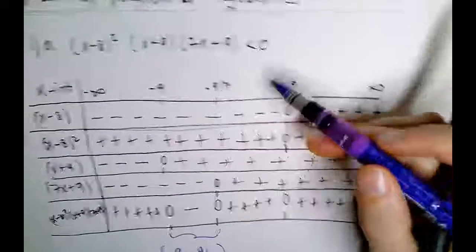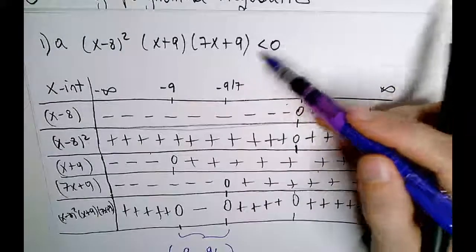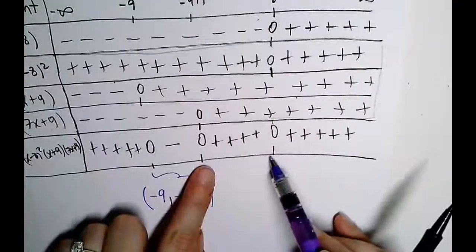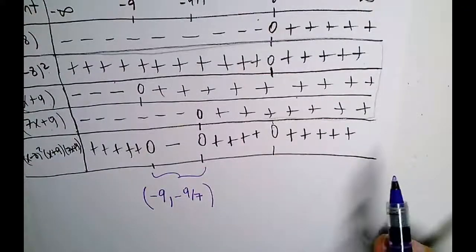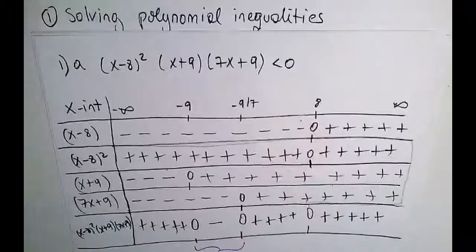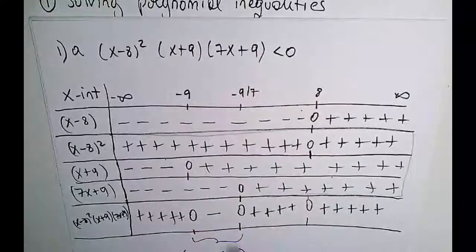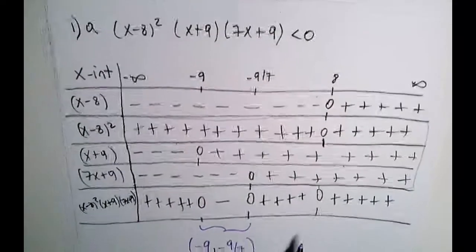Or if the polynomial inequality we had to solve was greater than 0, then we would have chosen as the answer this interval, and then this interval, and then this interval. So to solve a polynomial inequality, we just set up this table and we get the answer.